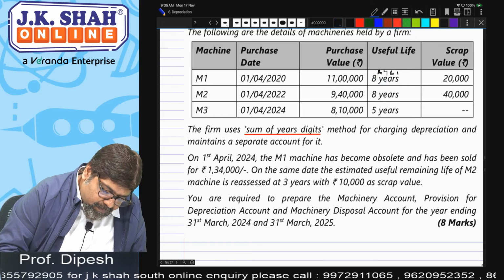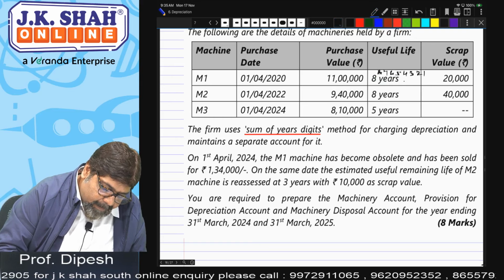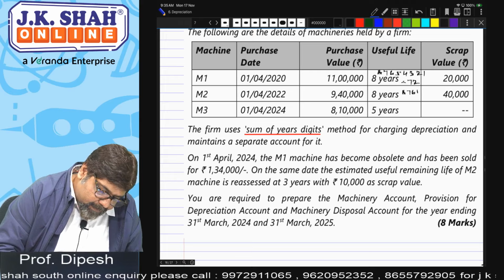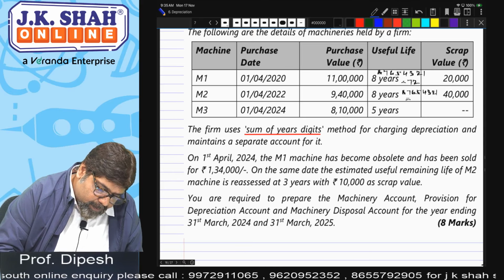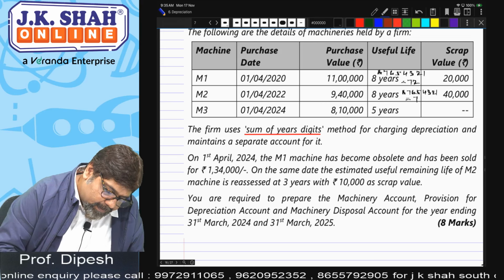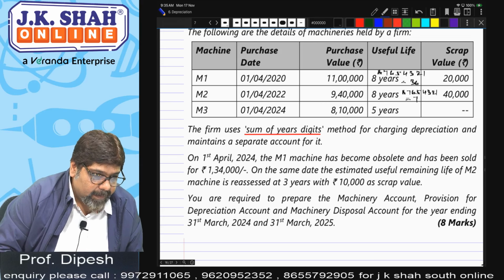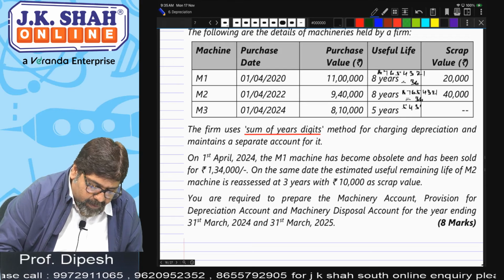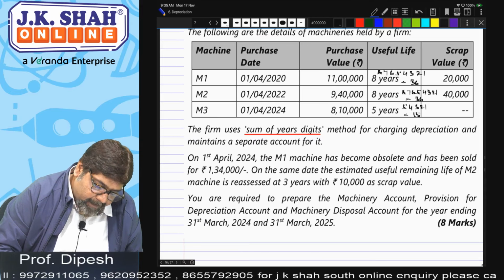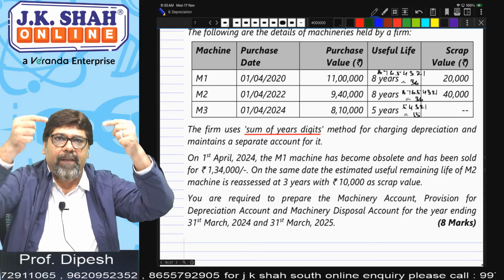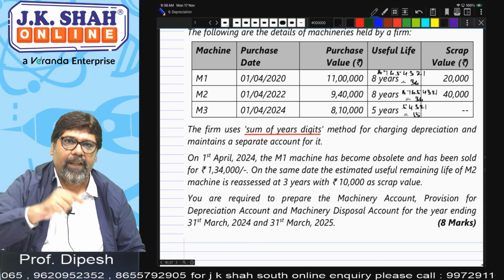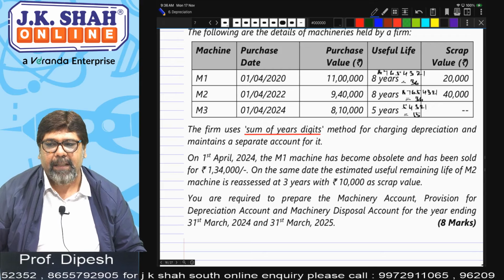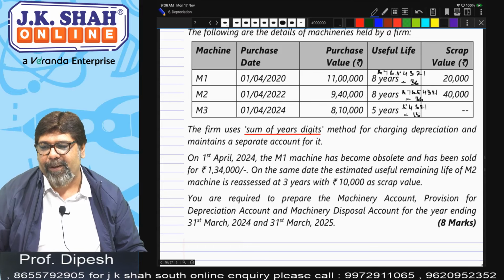8, 7, 6, 5, 4, 3, 2, 1. The total is 36. Check. 5 years to 5, 4, 3, 2, 1 and total will be 15. You are supposed to charge depreciation in the reverse order of years. So years are 8, then the ratio will be 8 is to 7 is to 6 is to 5 is to 4 is to 3 is to 2 is to 1. Is everybody know this? Yes or no?